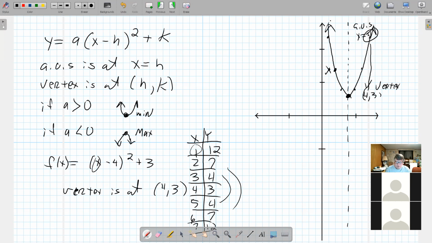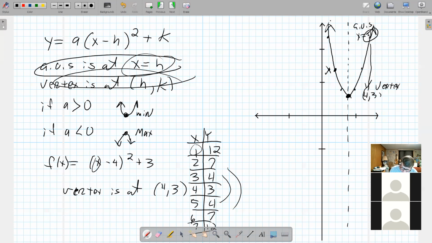Okay, so the axis of symmetry is at x equals h. The vertex is at (h, k). You find that point. You put it in a table and you find other points above and below it and plot them. Now, in WebAssign, here's what's different. In WebAssign, they may ask you for the axis of symmetry. They may ask you for the vertex, okay? But when you go to plot the graph, what you need to do, in fact, I'm going to do this because we have time.